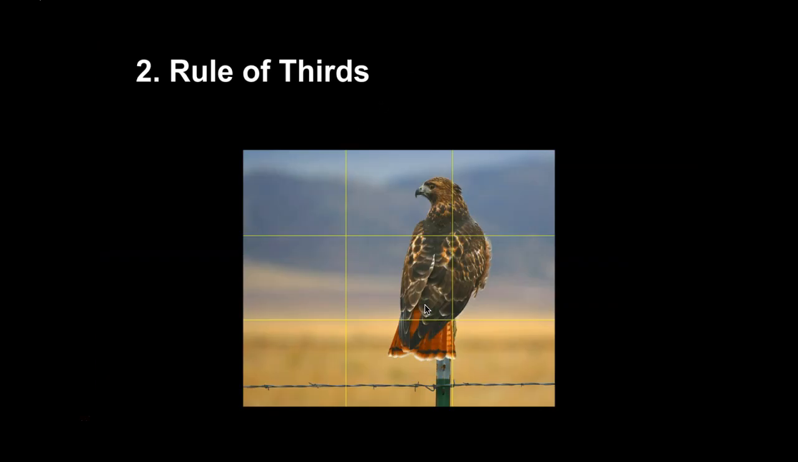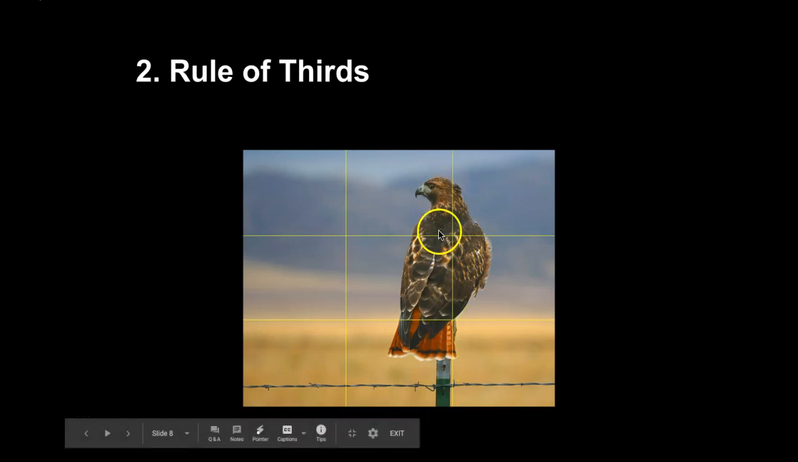Leads us right over to the rule of thirds. The rule of thirds simply says that if you divide the frame into a grid, your focal point should be somewhere around one of these intersections. Doesn't have to be exactly that. You can see the head is a little bit above, but you've got it offset as well.